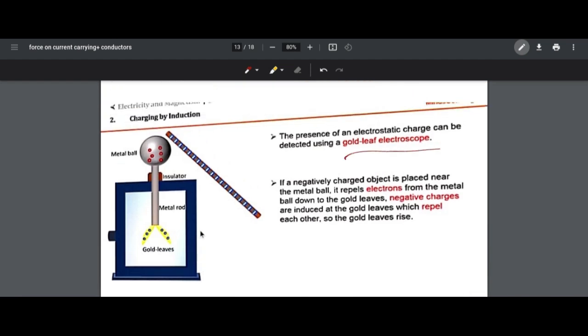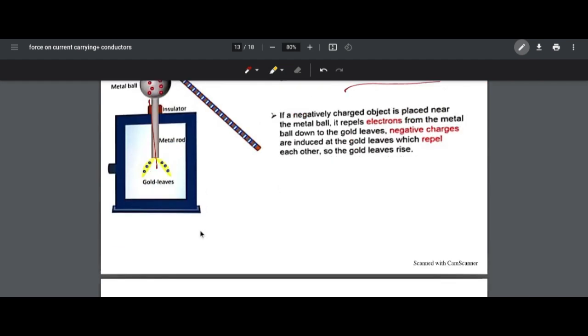This is a method. Okay, this is a practical. We have a metal ball, we have an insulator, and at the end of the metal rod we have gold leaves. This is a very interesting practical. In this we have a metal ball that has positive and negative charges. When we place that rod near it, it would attract the positive charges and the negative will go down, and these gold leaves will repel each other. If they have like charges, they will repel. If they have unlike charges, they will attract.